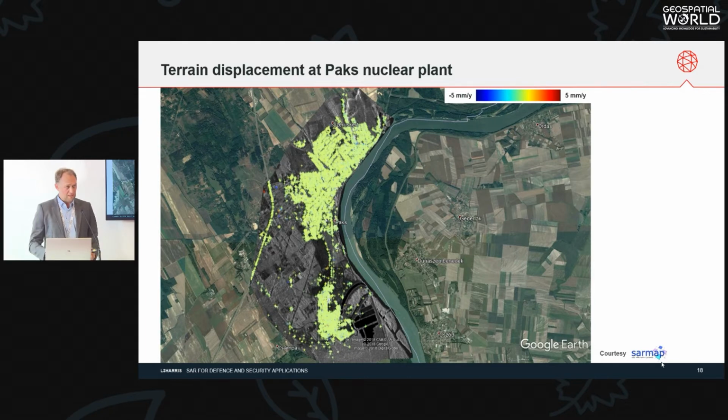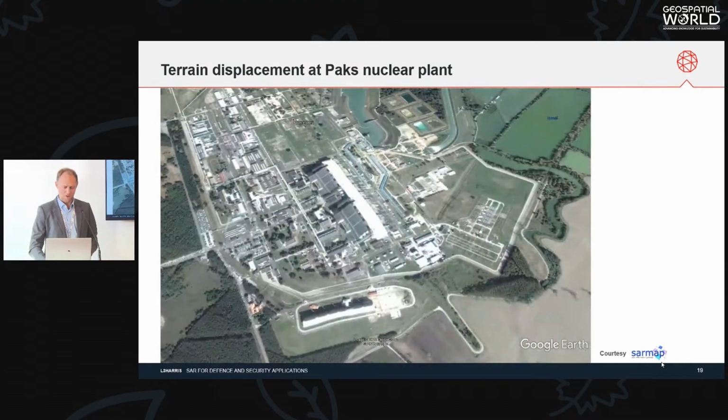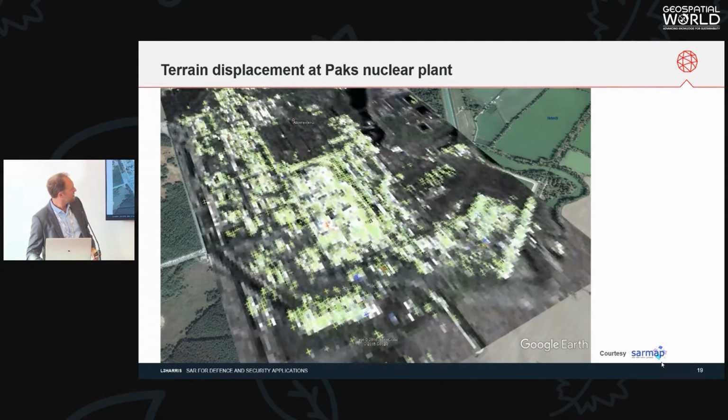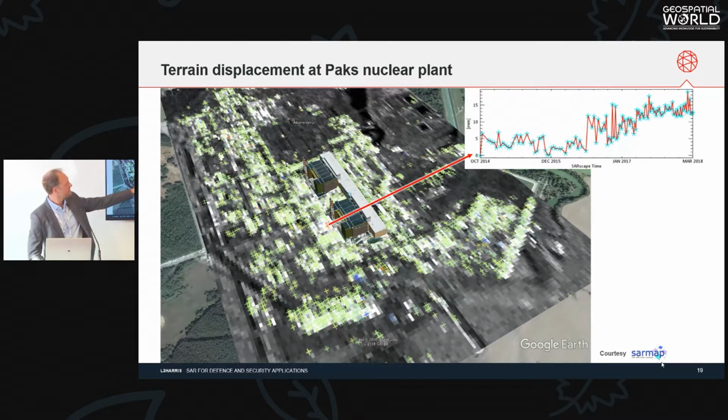Now, when you overlay this information on critical infrastructure, let's say a hostile airbase or your own airfields, you also want to know when something is moving there, or at a nuclear power plant in this case. Here you have the satellite image, and when we overlay the SAR image, you see these two dots appear here. Is that significant? Well, that's exactly where your chimneys are. And we can see over time, from 2014 until 2018, that these have moved up by almost 20 millimeters. Is that an issue? Well, I'm not a nuclear expert, but it's certainly worthwhile to investigate.